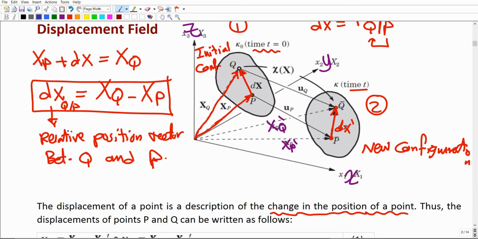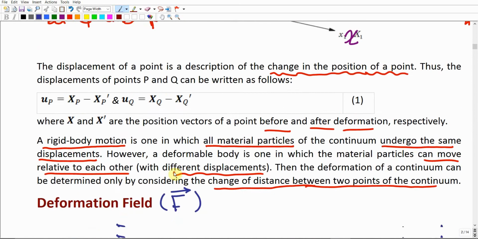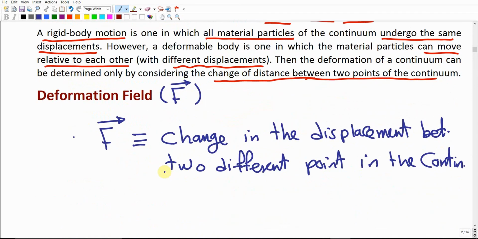Make sense? So this indicates that we can simply define the deformation of the material or the continuum as how much of a change in the displacement there is between 2 different points belonging to the continuum. Any 2 points, just pick any 2 points in the continuum. If there is a difference between the displacements of these 2 points from one configuration to the other, definitely there is deformation in the continuum. Make sense? This is the physical meaning of deformation, very simple.